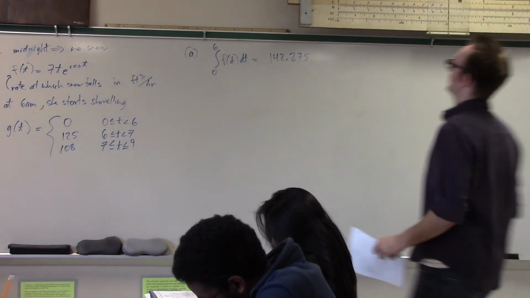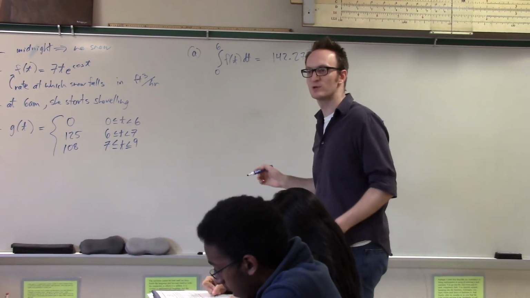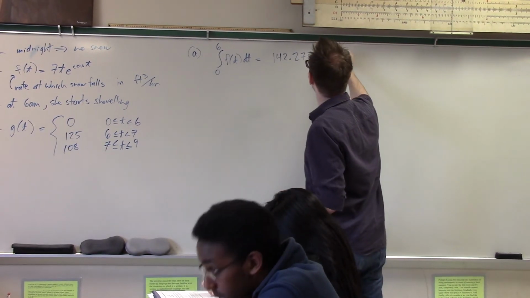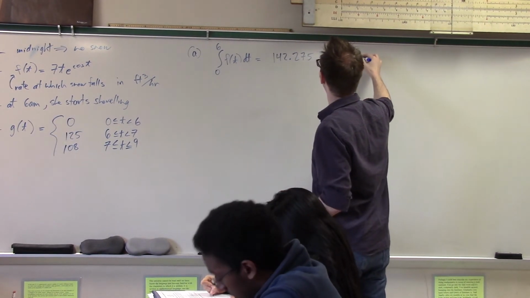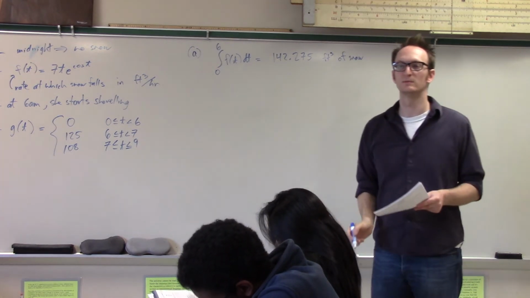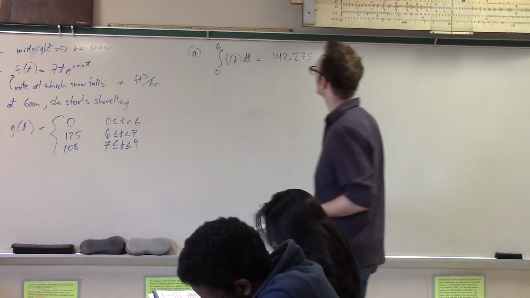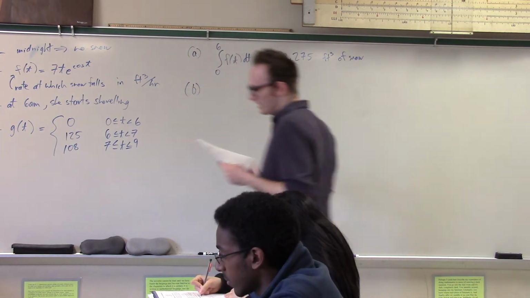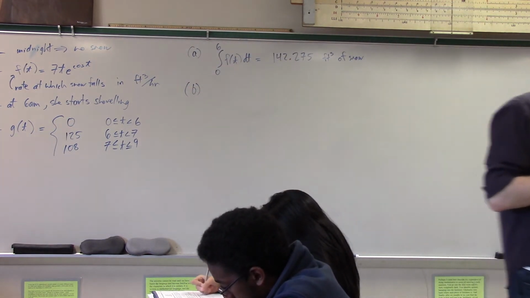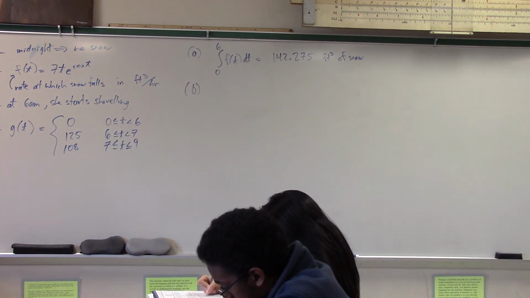Something per hour. Cubic feet. Oh, my bad, you're right. Cubic feet of snow. This is not the rate of change. You have to put snow. Cubic feet of something. Okay, good. Next question. Find the rate of change of the volume of snow on the driveway.